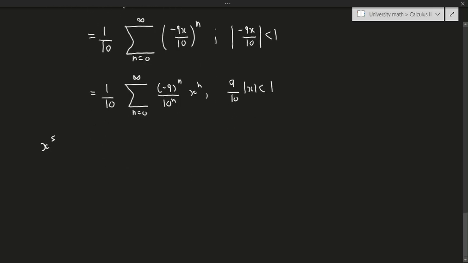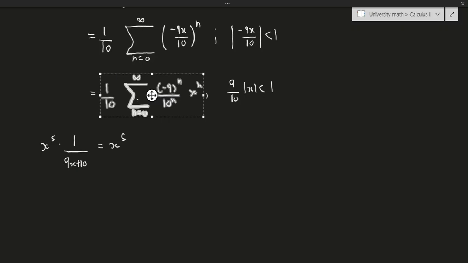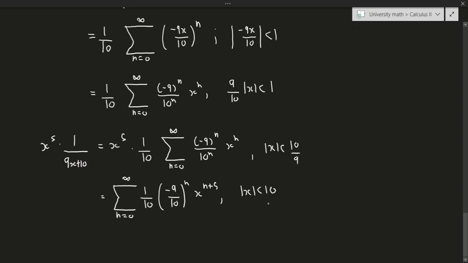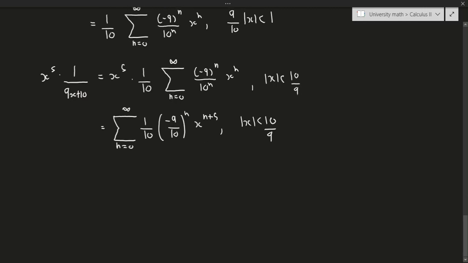So x to the 5 times 1 over 9x plus 10 is the same thing as x to the 5 times this thing. Okay, cool. Right there. Okay, so let's keep going. So we have the summation from n equals 0 to infinity of 1 over 10 times minus 9 over 10 to the power of n times x to the power of n plus 5. And then if you go ahead and simplify this part right here, this implies that the absolute value of x is less than 10 over 9. And then we can just continue writing the same thing. Okay, so that's what we have so far.